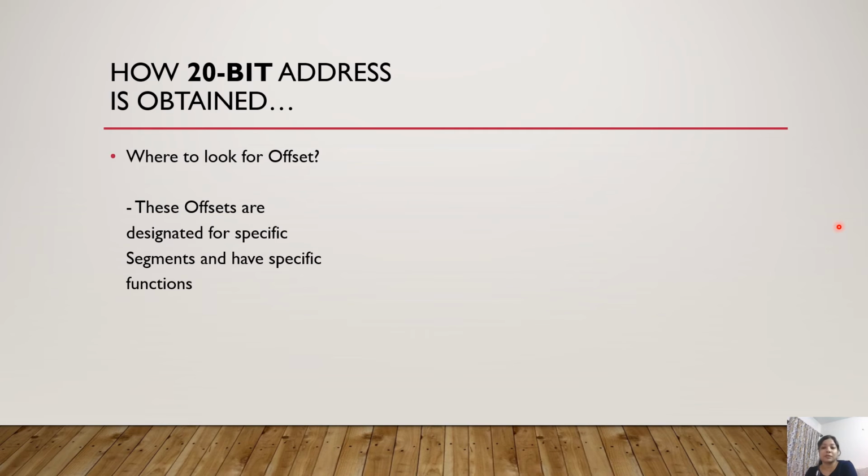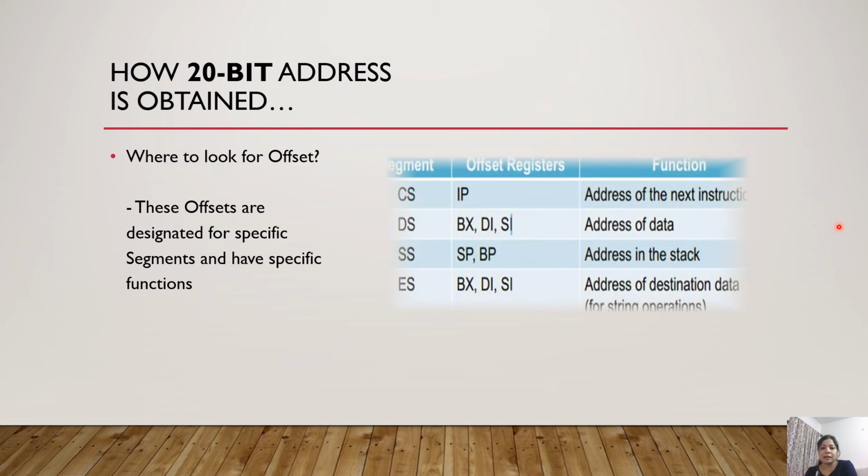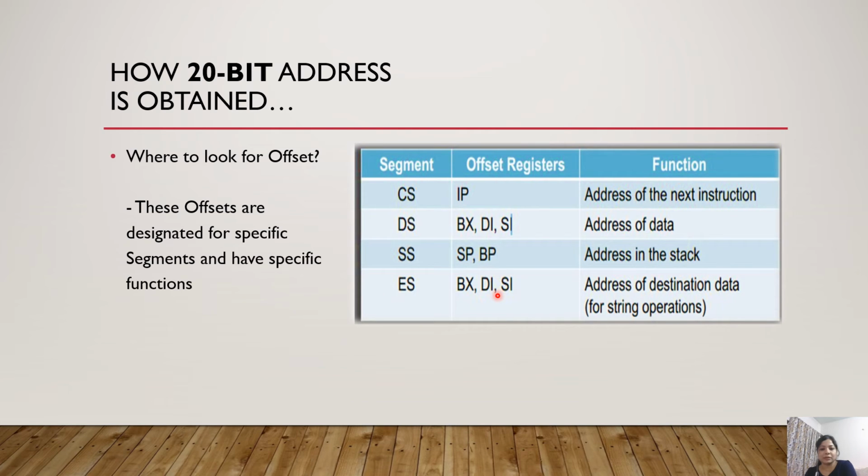But we need to look for this offset. Where to look for these offsets? There are specific offsets which are designated for specific segments. For example, the first one, the instruction pointer, is designated for the code segment, and the functions are pretty specific. So for IP, the function is to hold the address of the next instruction. In the same way, BX, DI, and SI are designated for DS and ES. And finally, SP and BP, the stack pointer and the base pointer, are designated for the stack segment, and the responsibility is to hold the address in the stack.